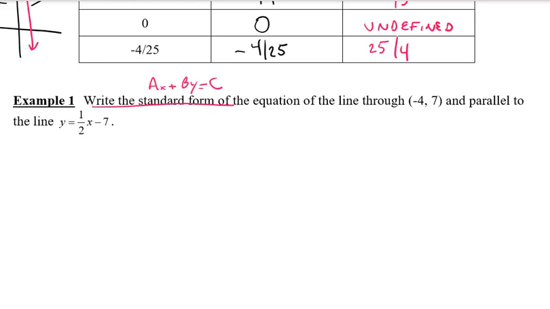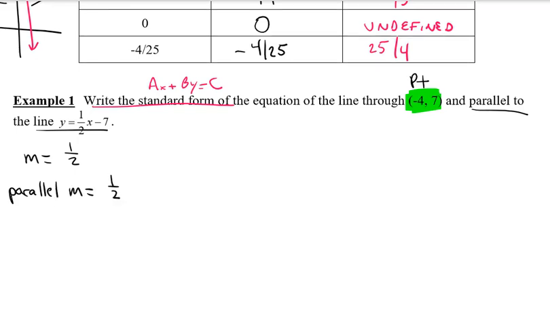Now, when I analyze this, it's got to go through this point, this negative 4, 7. That is my given that it has to go through. And it also has to be parallel to this line, y equals 1 half x minus 7. So if I know the slope of the line is 1 half, then that means my parallel slope would be the same thing. That'd be 1 half also.